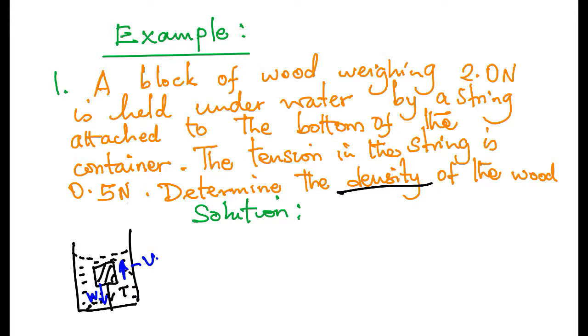For that matter, therefore, we say that upthrust U is equal to the weight plus the tension in the string, which is equivalent to 2.0 plus 0.5, giving us 2.5 newtons. By the law of flotation, this is equivalent to the weight of water displaced.